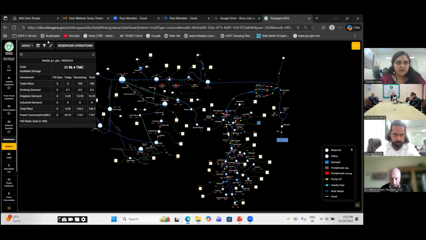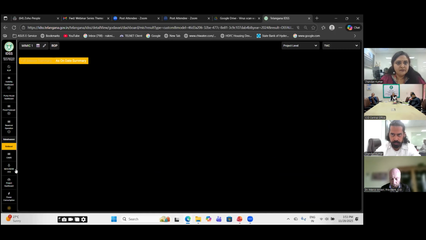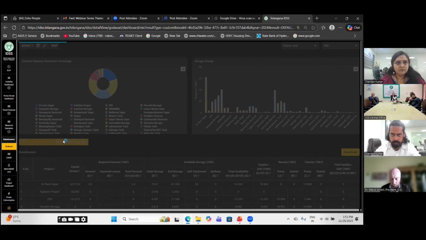And then we can find here, this is the MIS view with the number of reservoirs which I have just shown. So we have the demand releases. It is taking a little time because a lot of data is here. Just 1 second more. And then this is the demand releases distribution percentages.